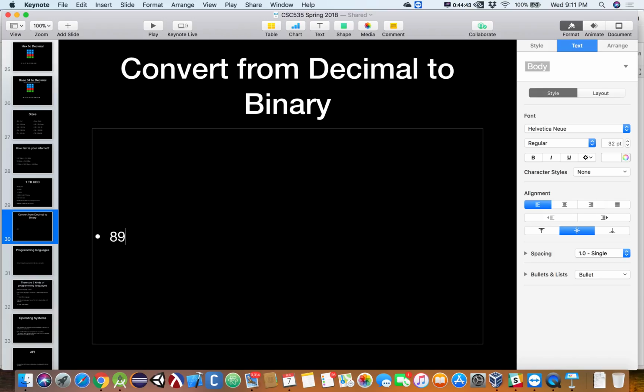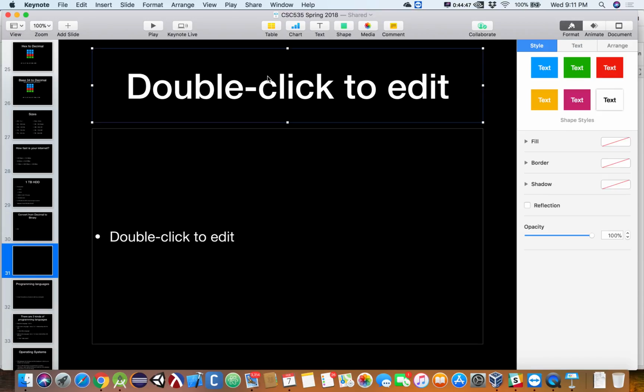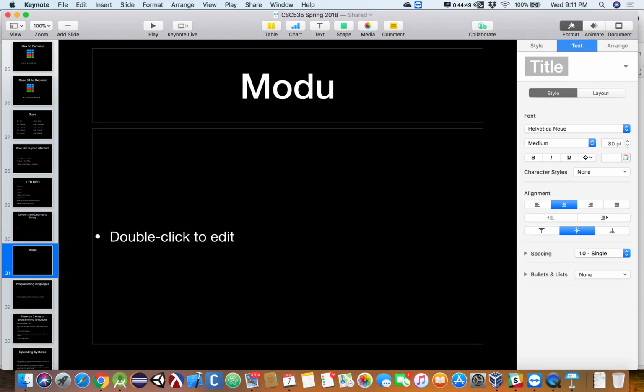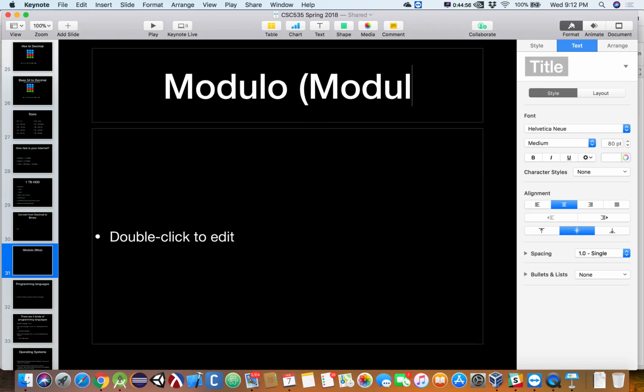And the way we're going to do this is with something called modulo. Sometimes it's expressed as modulus.